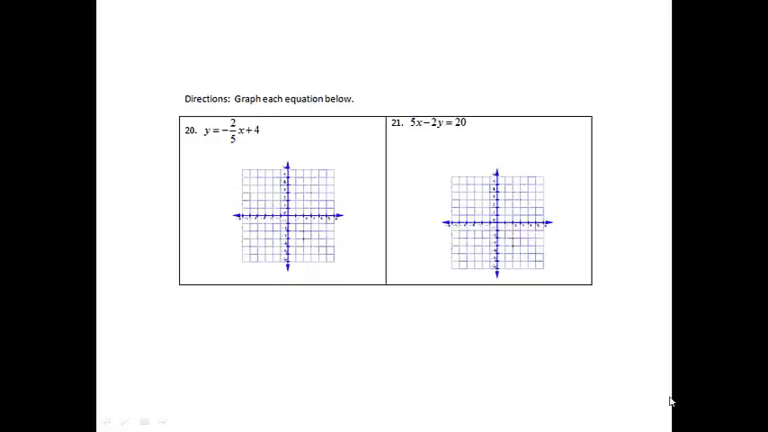Right, in the next section, the directions are graph each equation below. Number 20 says graph y equals negative 2/5 x plus 4. Well, I'm going to circle the number without the x on it, so I know I'm going to start on the y-axis at 4. And then from there, I'm going to follow the rise and the run.